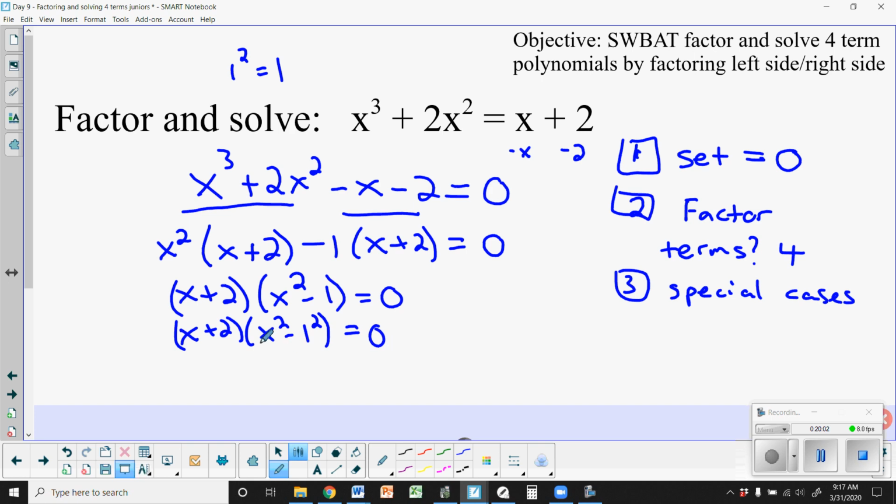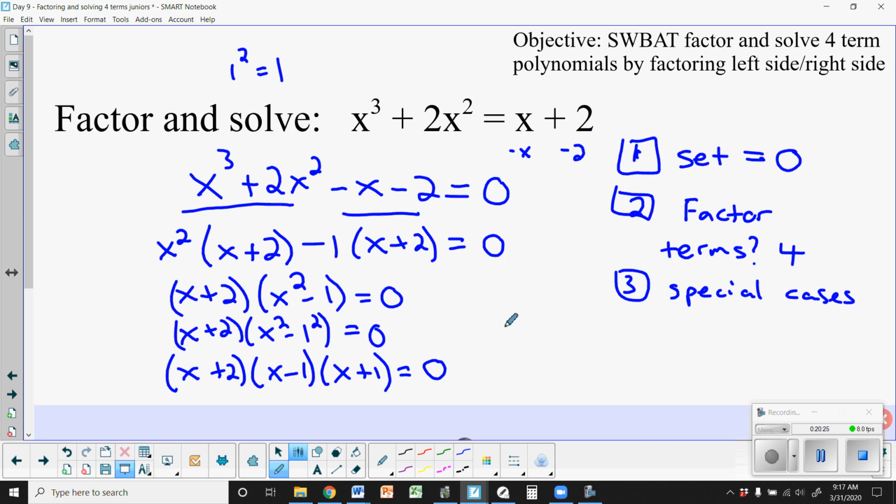All right. So that's going to be, that's right, x minus 1, x plus 1. So now we have x plus 2, x minus 1, and x plus 1. Notice we just wrote this in factor form. These are all x to the 1 for all of them. So now what we can do is set all these equal to 0.